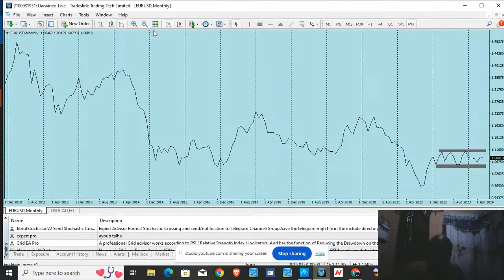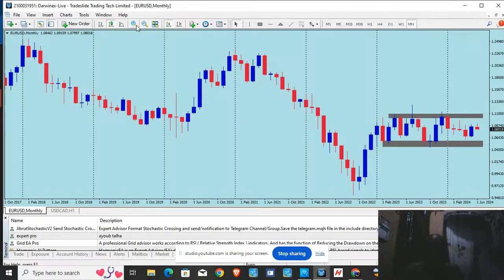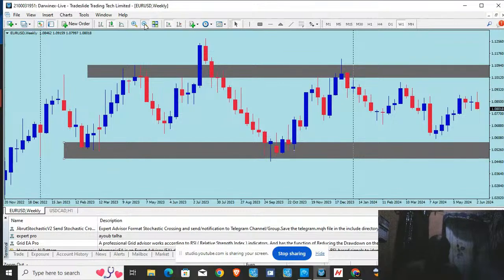Now I'll switch over to my candlestick so that I can fine tune it. This now is a zone, an area. You can see it. So with the help of the line chart, I've been able to get exactly the supply zone, which is this one, and the demand zones. Having gotten that, I will now go to my weekly to fine tune it.